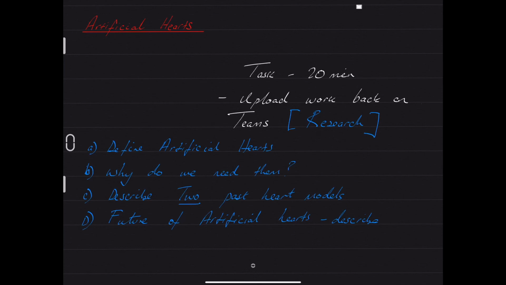And finally, I want you to explore the future of artificial hearts, and describe what upcoming technologies are being looked at or being developed to make an artificial heart. This would be approximately a quarter of a page with diagrams. I would like some diagrams showing past models of artificial hearts and some future concepts as well, including maybe also one artificial heart that we're using currently.